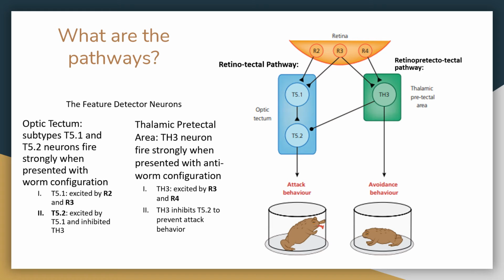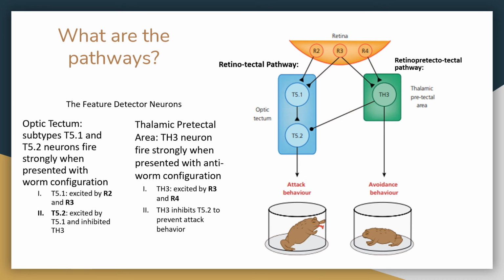The cells within the optic tectum and the thalamic pretectal area are known as feature detector neurons because they fire strongly when presented with a certain configuration. So for the optic tectum neurons, the T5.1 and T5.2 neurons fire strongly when presented with worm configuration. And Th3 neurons in the thalamic pretectal area fire strongly when they are presented with an anti-worm configuration.